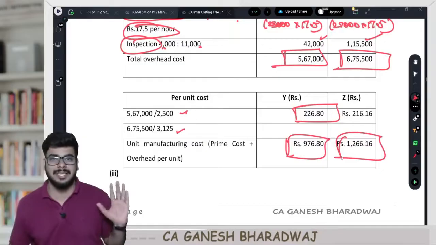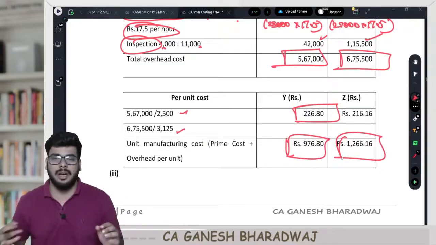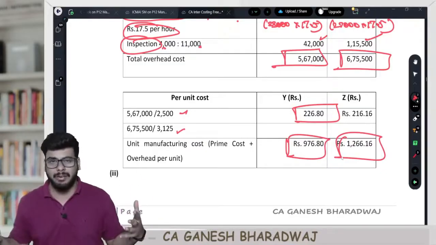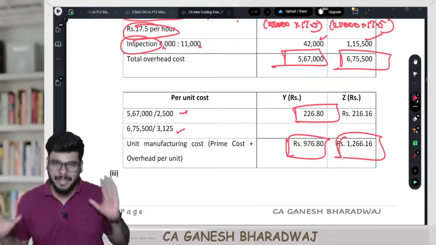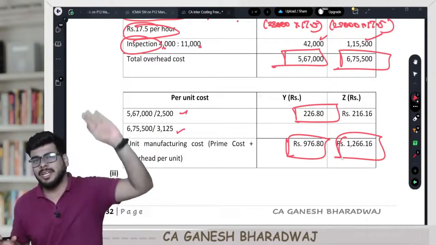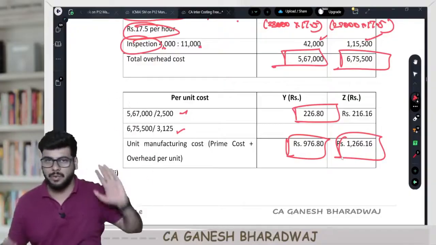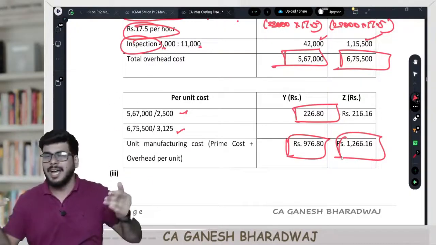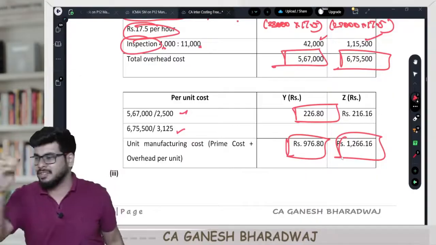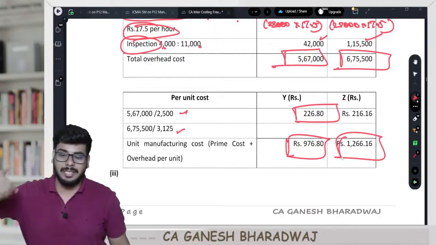As simple as that. Guys, this is not a very intricate or difficult calculation. Basically everything is the same. Instead of calling it an absorption rate, I call it a cost driver rate. Instead of calling it a base quantity, I call it a cost driver quantity, and I just charge it off to my products. Are you all clear with this, guys? Don't think that this is something else.